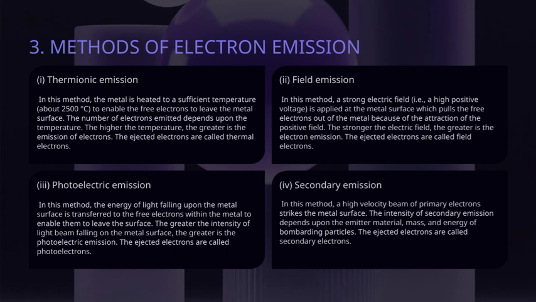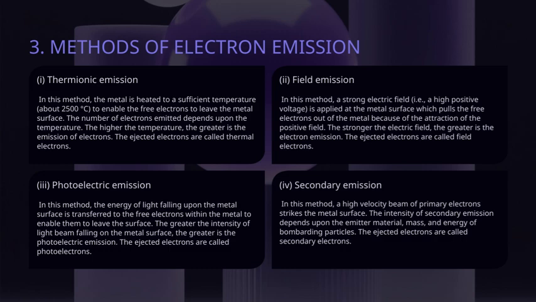Finally, we have thermionic emission, which happens when the metal is heated to a very high temperature, around 2500 degrees Celsius. At this temperature, the thermal energy provides electrons with enough energy to escape the metal surface. The number of electrons emitted depends on the temperature. The higher the temperature, the more electrons are emitted. These are called thermal electrons.